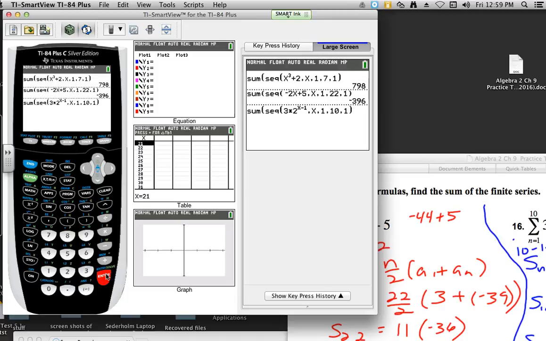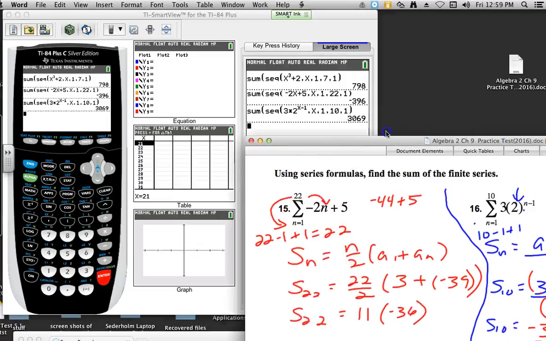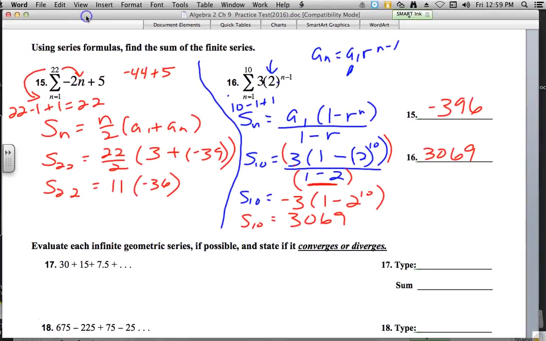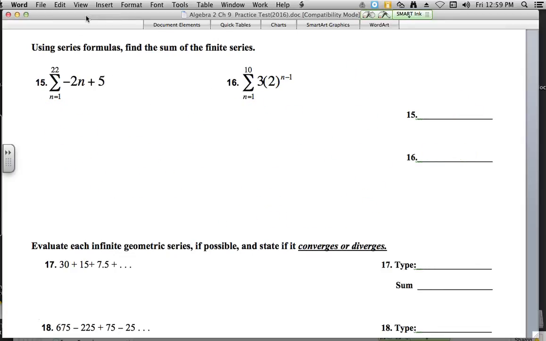Now, when you take a look at this one, you again see we get the answer that we would have gotten by hand. So you need to do the math by hand, but it's a test. You know, double check your answers. Make sure everything is good before you go ahead on to the next problem. Make sure that everything is exactly like it should be.